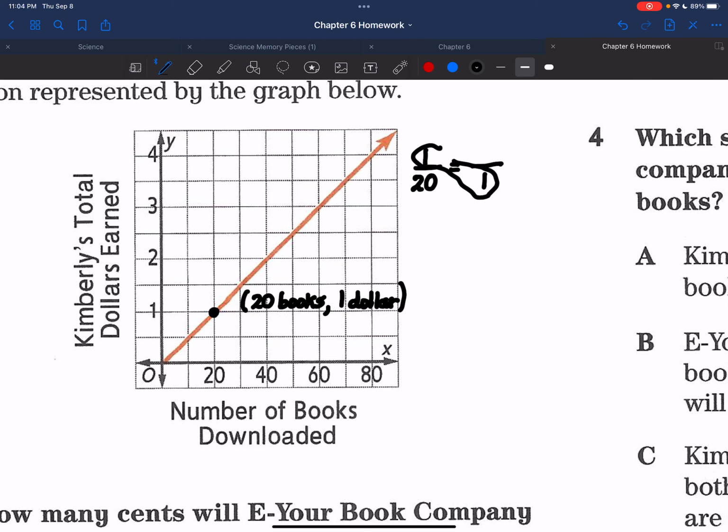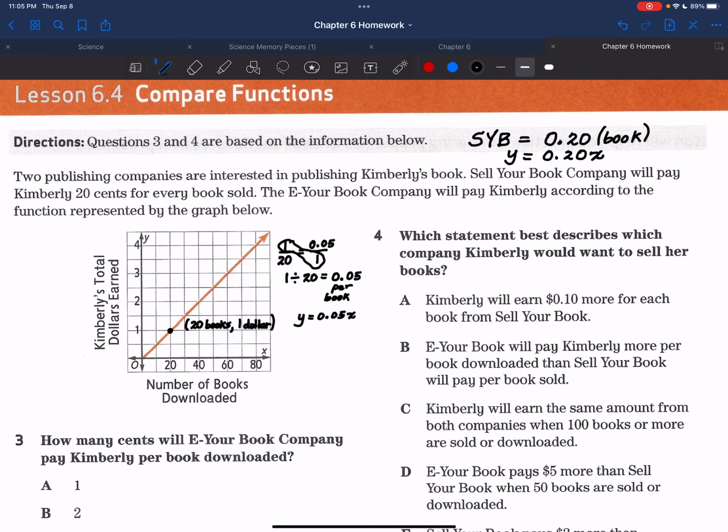So 1 times 1 is 1. And 1 divided by 20 is going to be 0.05, I do believe. But we've already seen that I am on a roll tonight. So 0.05. That is the unit rate. So 5 cents per book downloaded. So the function on this one is going to be y equals a nickel for every book. So now that I have these two functions, I can start to do the math.